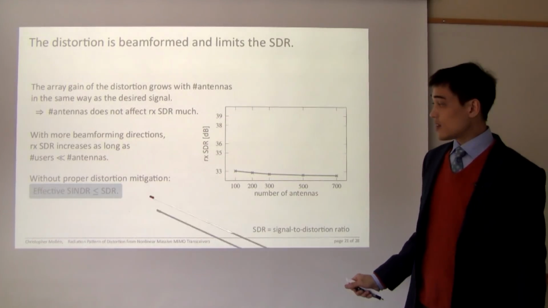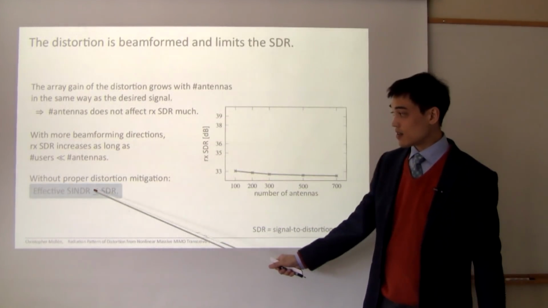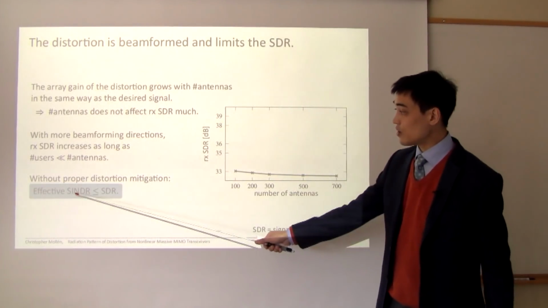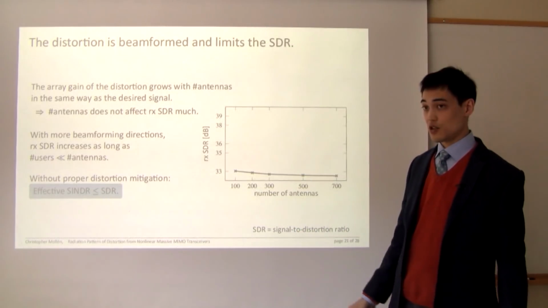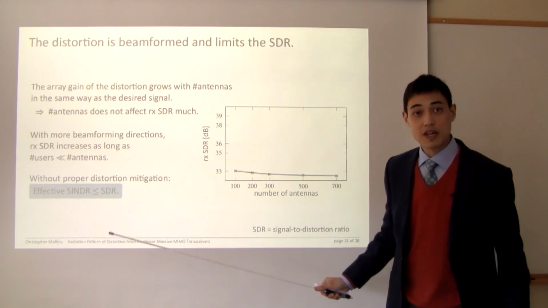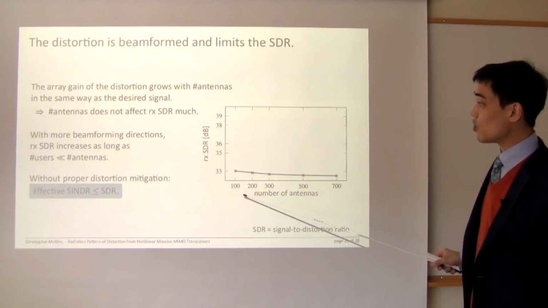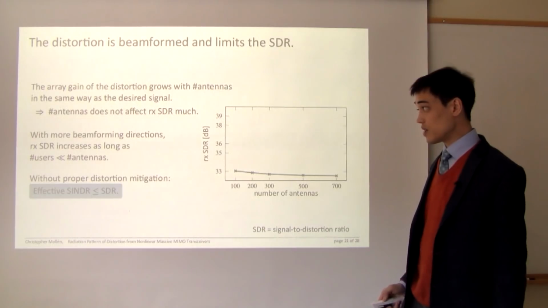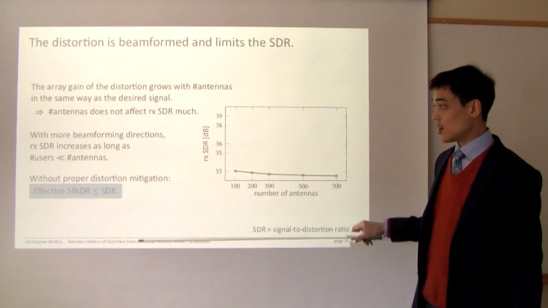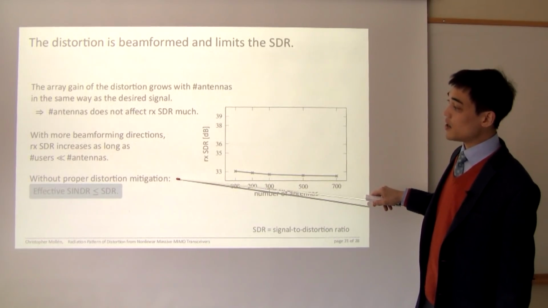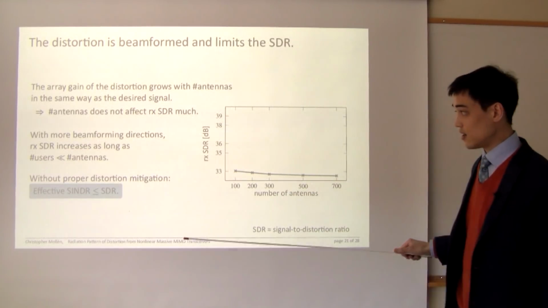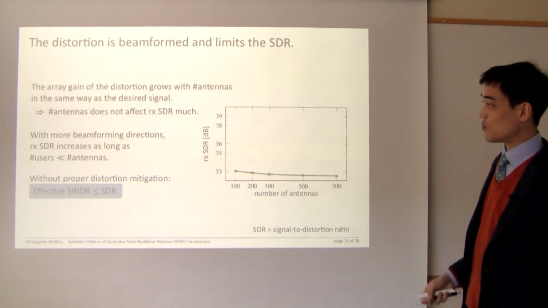So, since the SDR limits the performance of the system, or the effective signal to interference, noise and distortion ratio, then the performance of the massive MIMO system will be limited by the nonlinearities in the system, at least if we don't do any proper distortion mitigation. And whether or not effective distortion mitigation can be done is still yet to be shown.